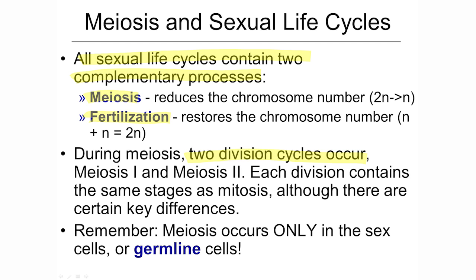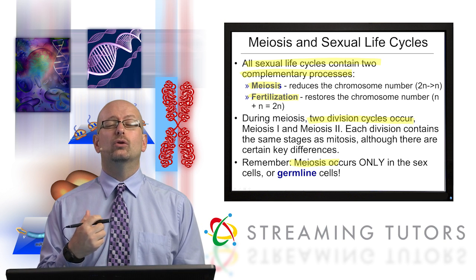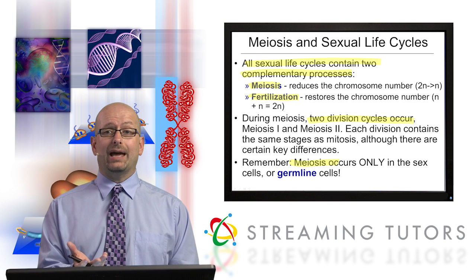Now, a lot of the things that go on in mitosis, there are similarities with the corresponding phases in meiosis, but there also are some key differences. So we're going to try to highlight the differences in this session, not recapitulate everything that we just discussed about mitosis. So remember, meiosis only occurs in sex cells, cells that are going to give rise to gametes.